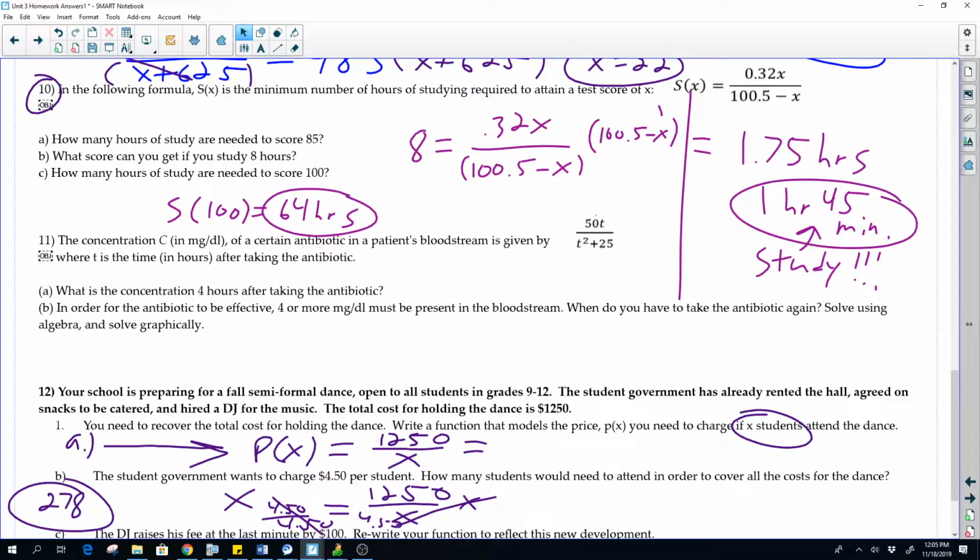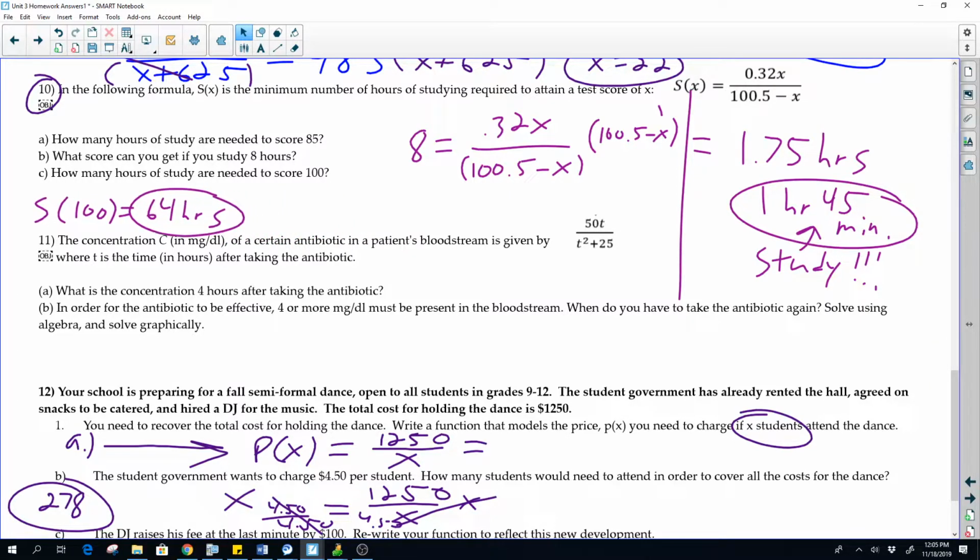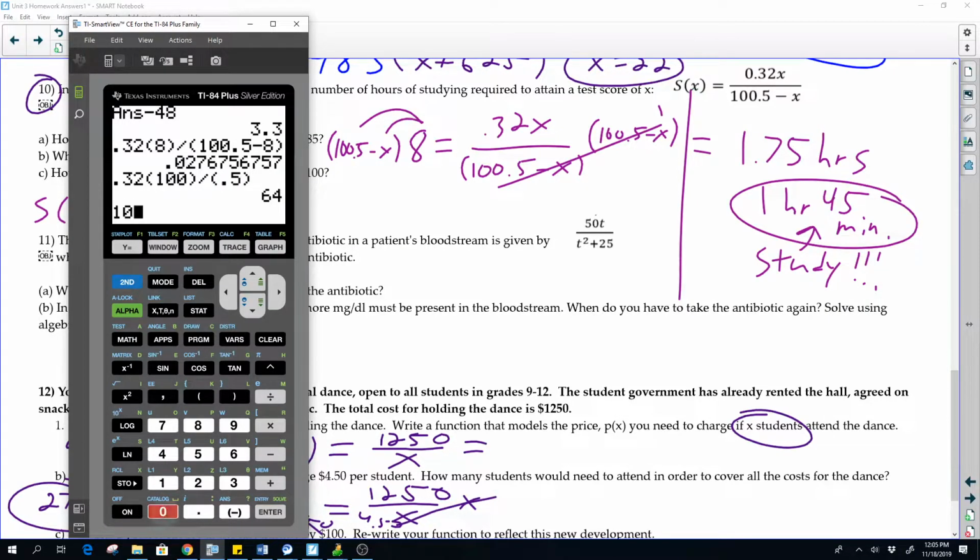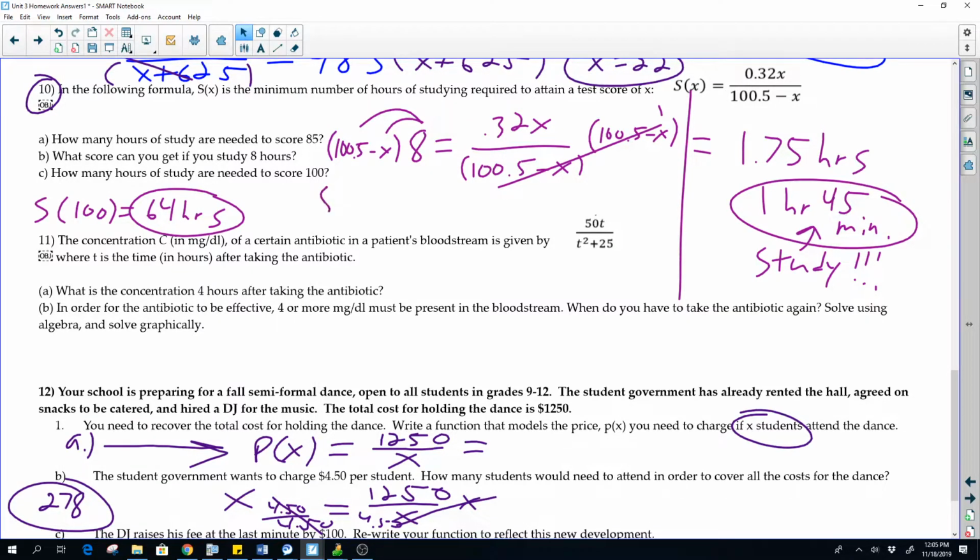So we'll draw a line there. We'll move this over. We got some room now. Okay, so we're going to times 100.5 minus x to the other side. And then we're going to distribute it through. So we're going to do 100.5 times 8, sorry, is 804. So now we have 804 minus 8 times x, which is 8x, is equal to 0.32x.